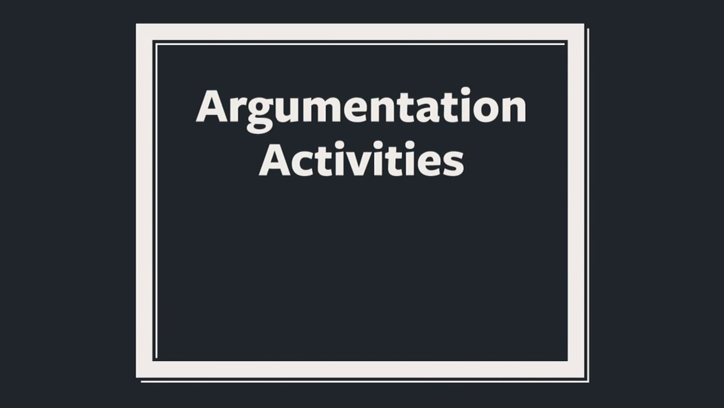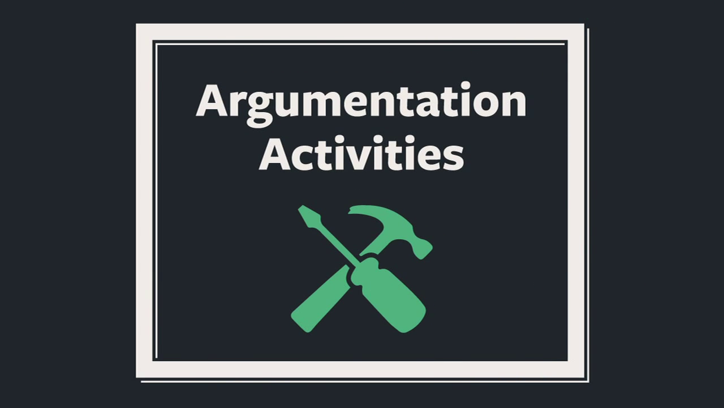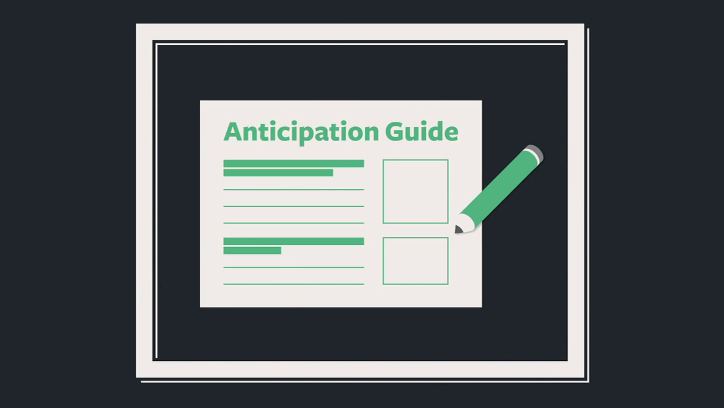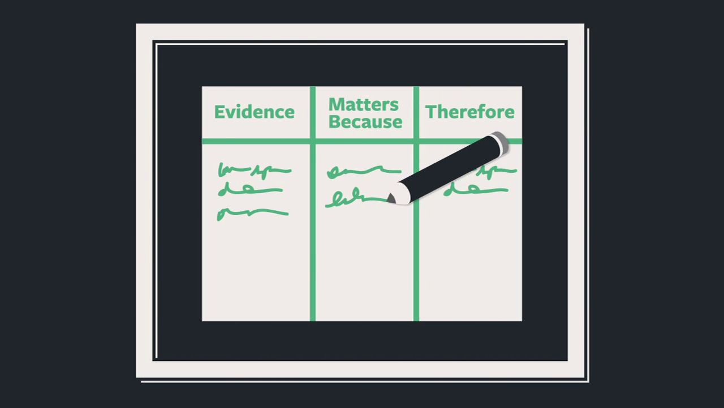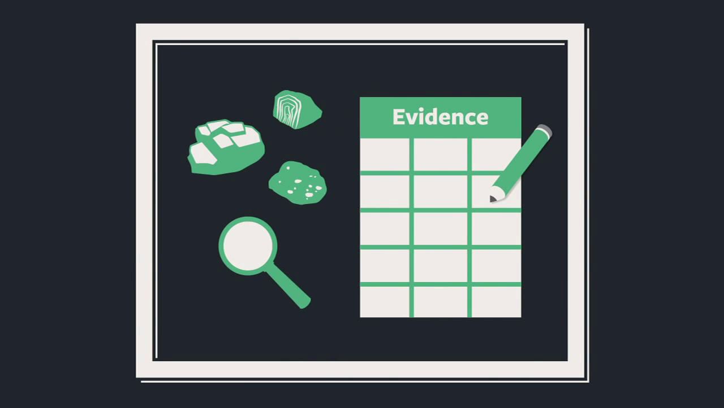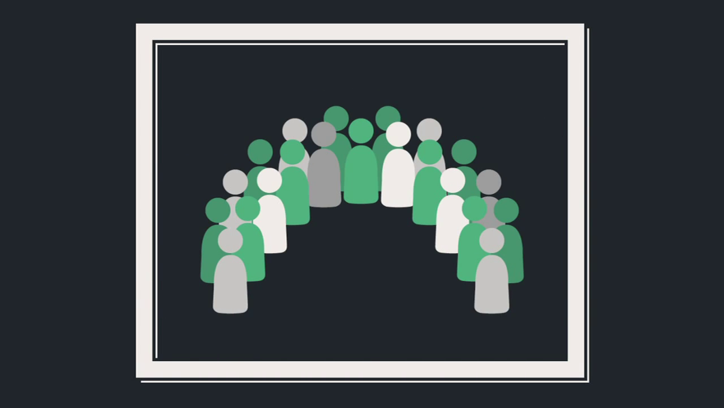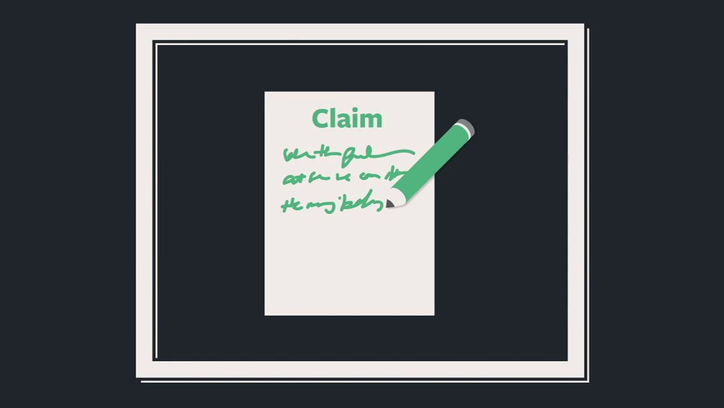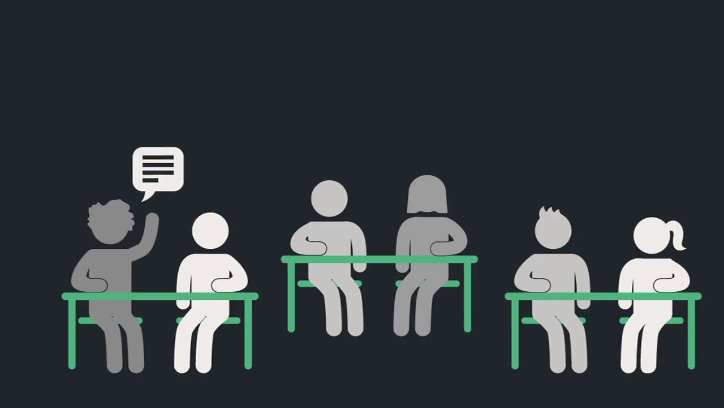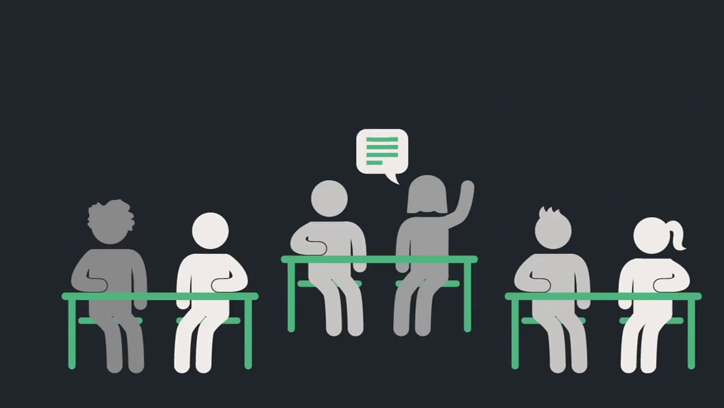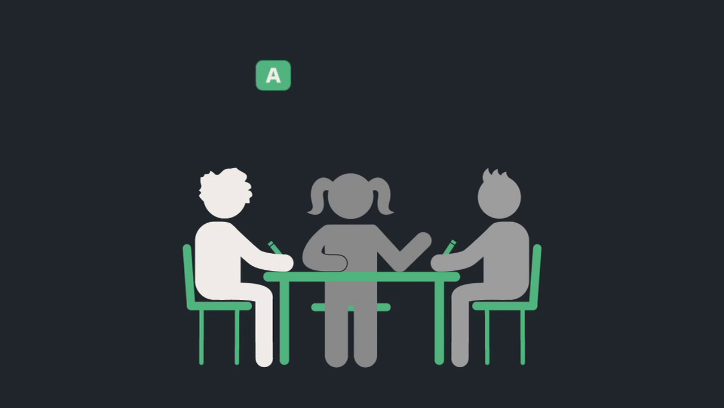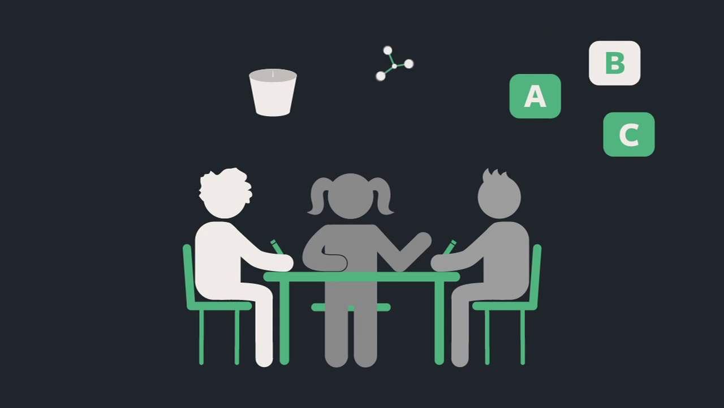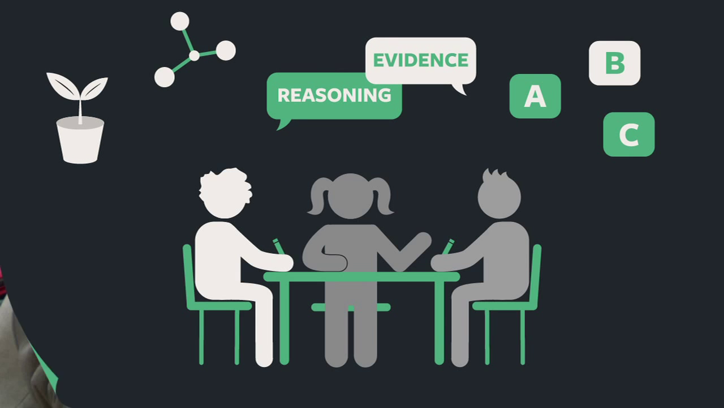There are 7 main argumentation activities and tools: anticipation guides, card sorts, gradient tool, reasoning tool, evidence gathering, science seminar, argument writing. Some argumentation activities are designed so that students converge on a particular claim. In other activities, there is not one best claim, and the focus is on applying science knowledge and practicing argumentation skills.